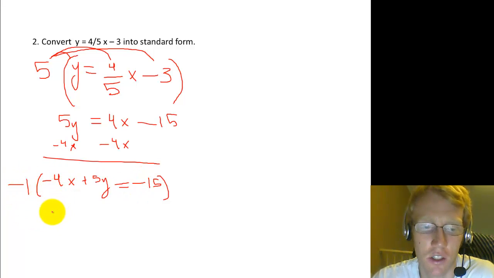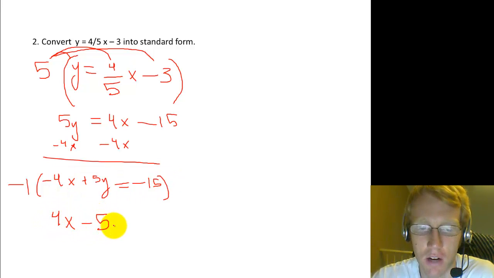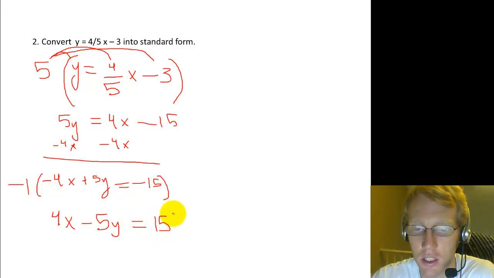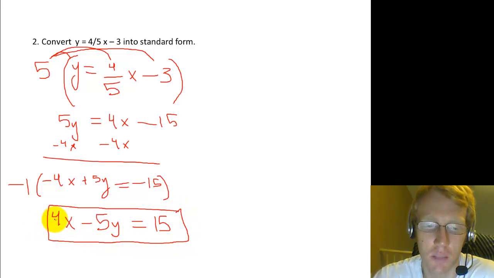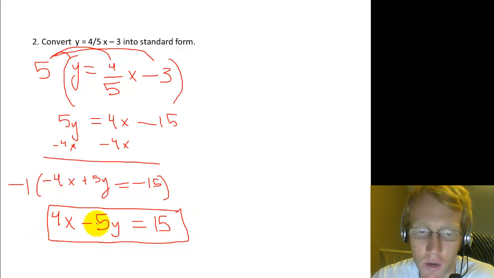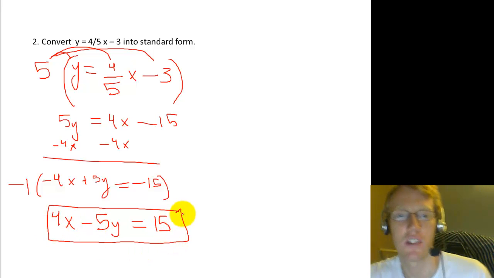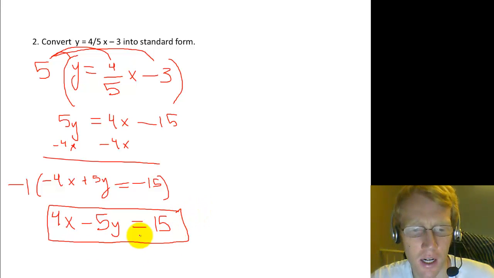So then negative 1 just changes the sign of everything. So now we have 4x minus 5y, that changed sign, equals positive 15. That also changed. So now the leading coefficient is positive, and there are no fractions. The x and y terms are here on the left-hand side, and the numerical term is there on the right-hand side. So we've got this into standard form. And that's it.